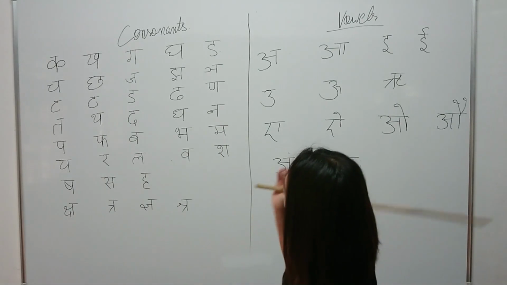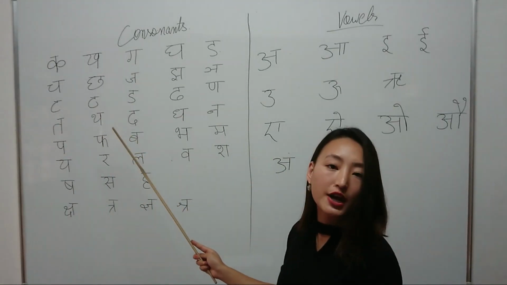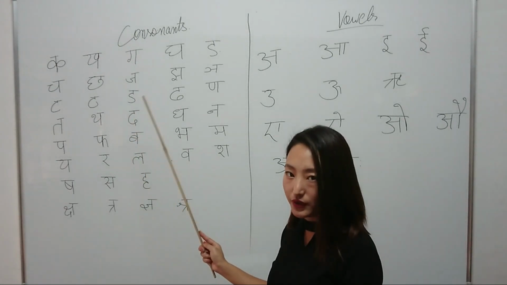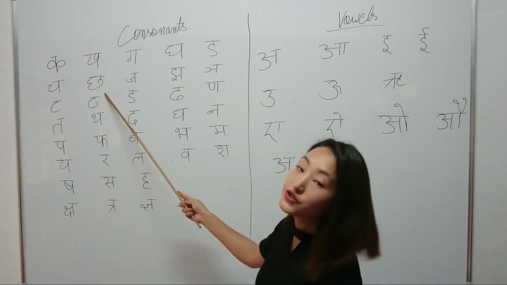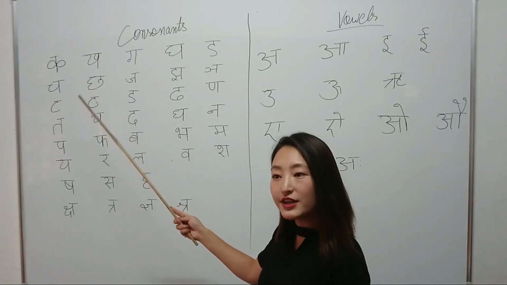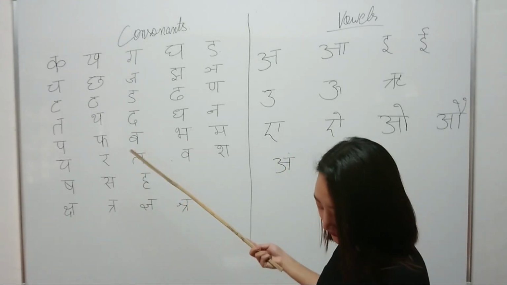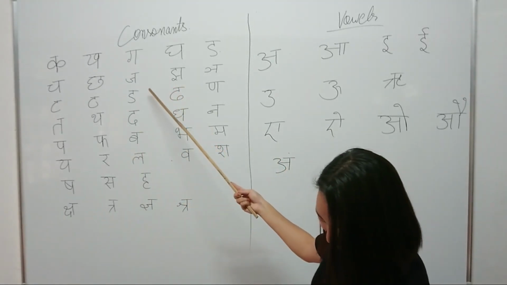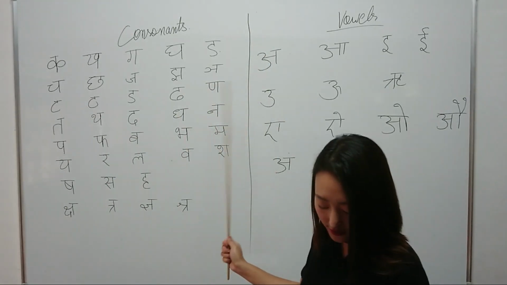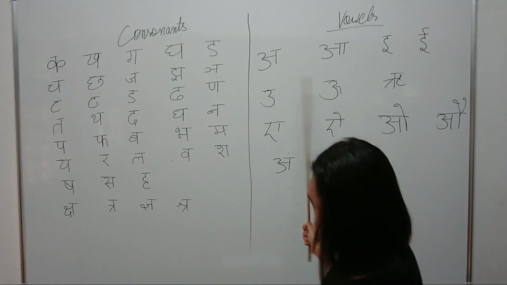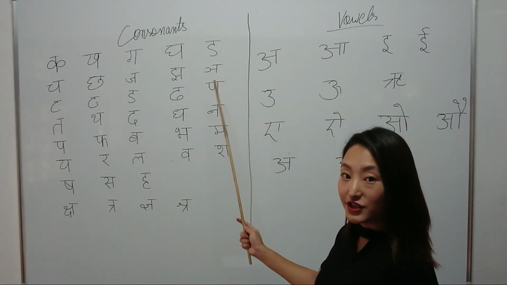Now, cha. Cha se chamach, chamach. It means spoon, okay? Chamach means spoon. Now chha, chha se chhatri, chhatri. Umbrella, okay? Next is ja. Ja se jahaj, jahaj. Ship, okay? A ship.